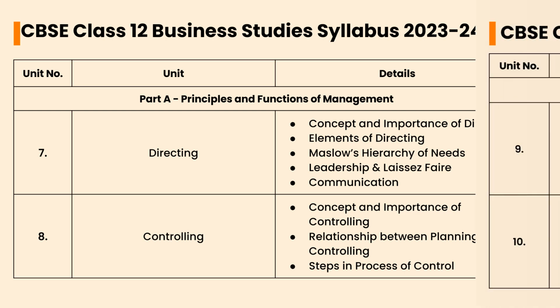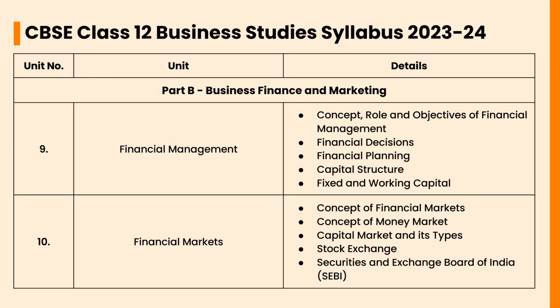In Part B, Business, Finance and Marketing, Financial Management consists of the Concept, Role and Objectives of Financial Management, Financial Decisions, Financial Planning, Capital Structure, and Fixed and Working Capital. Financial Market consists of the Concept of Financial Market, the Concept of Money Market, Capital Market and its types, Stock Exchange, and the Securities and Exchange Board of India.